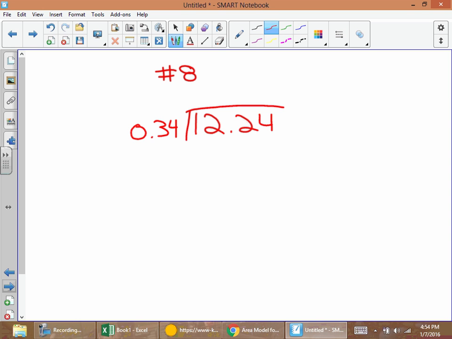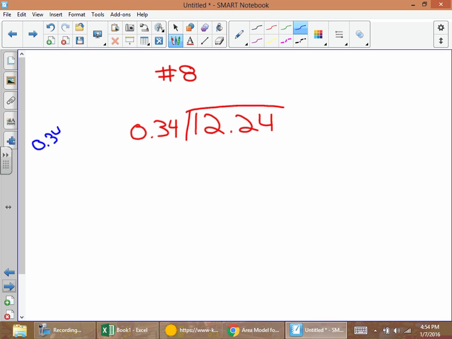So 12 and 24 hundredths divided by 34 hundredths. How many 34 hundredths can be found in 12.24? Like I said, you can't do it just by looking at it this way. This one's a little bit different. If we go over to the right, it looks like we're going to have to move it over twice, which means we're going to have to multiply by 100.